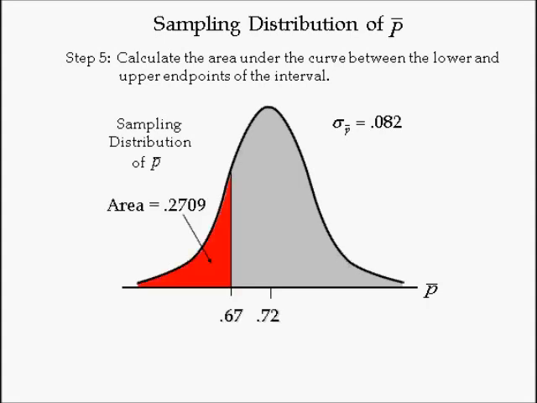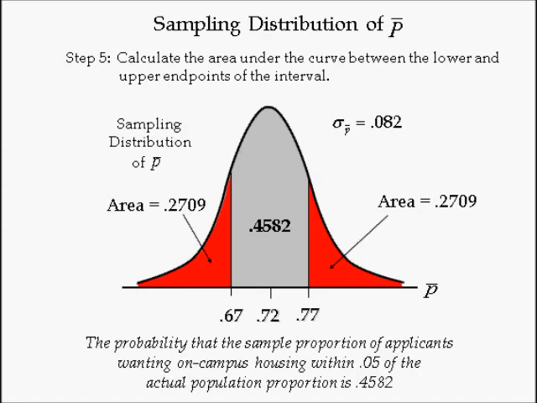Because the probability that the sample proportion is less than 0.67 is equal to 0.2709, and the probability that the sample proportion is greater than 0.77 is 0.2709, the probability the sample proportion is not between 0.67 and 0.77 is equal to 0.5418. The difference between 1 and 0.5418 equals 0.4582. Thus, the probability that the sample proportion of applicants wanting on-campus housing is within 0.05 of the actual proportion is 0.4582.